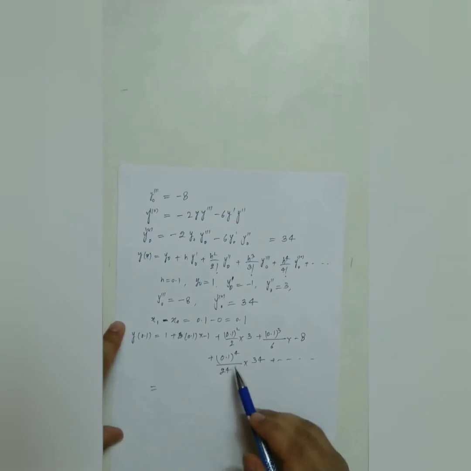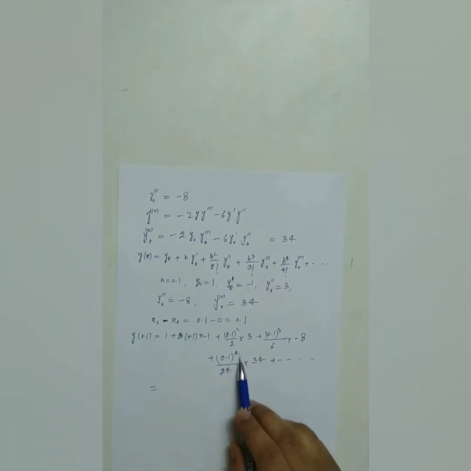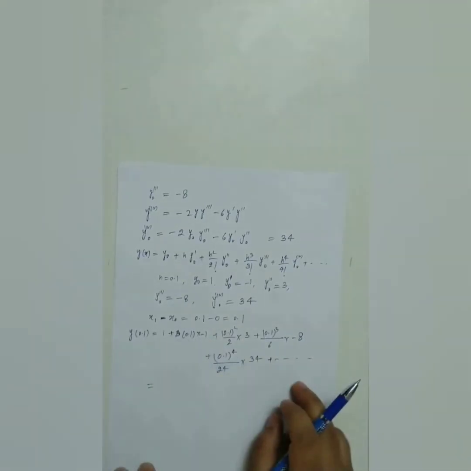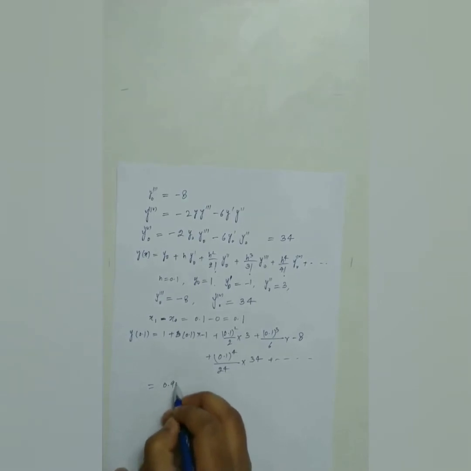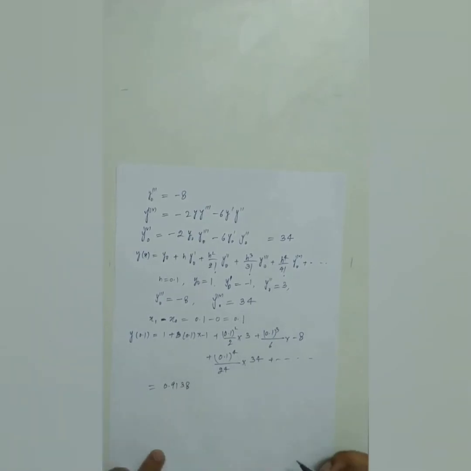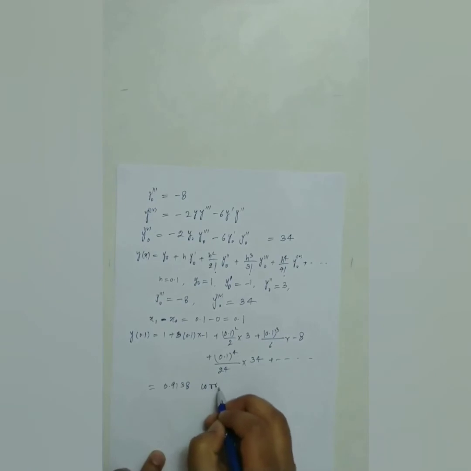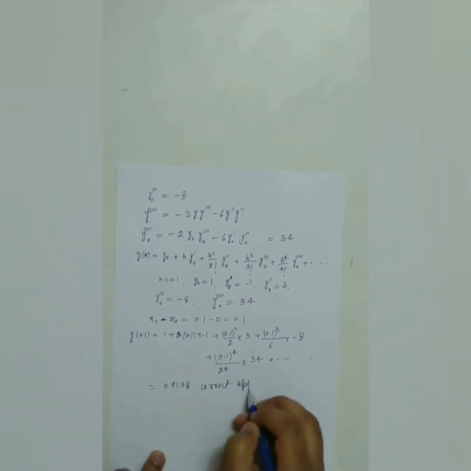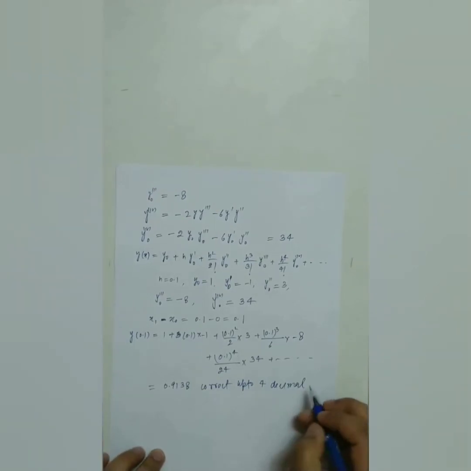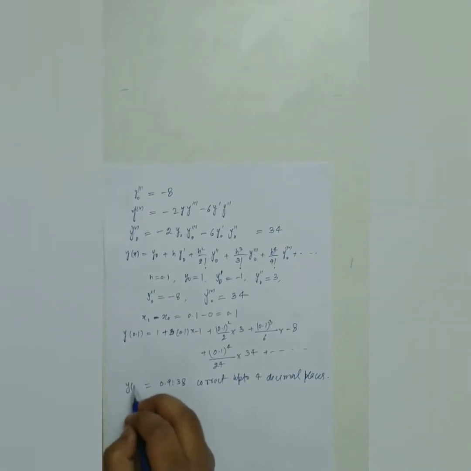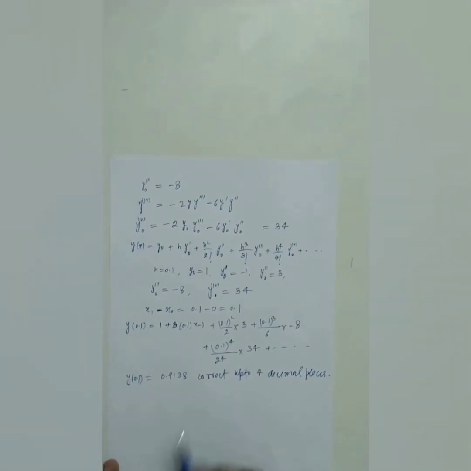Here we can see that 0.1 to the power 4 will be very small, so we can neglect the higher order terms, and after solving all these terms we will get 0.9138 correct up to 4 decimal places. Hence the value of y at 0.1 is 0.9138 by using the Taylor series.